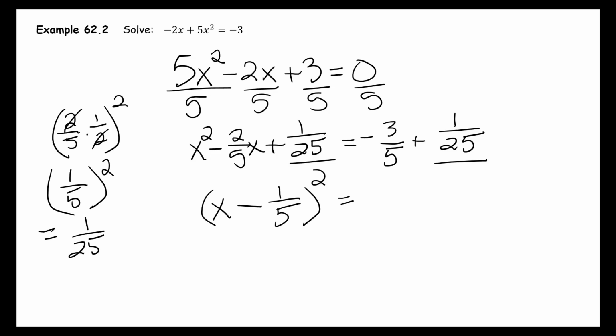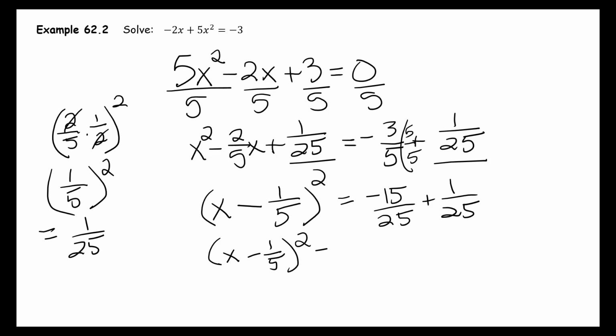On the right side, we have negative 3/5 plus 1/25. So we're going to multiply that first fraction by 5/5 so that we will have the same denominator. So we're going to have negative 15/25 plus 1/25. So x minus 1/5 quantity squared is equal to negative 14/25.